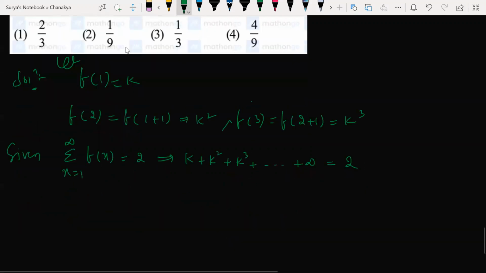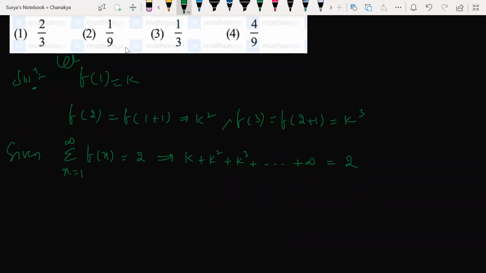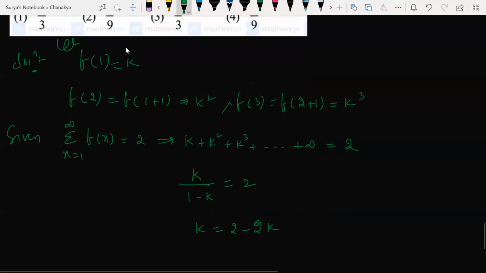Now it is looking like k by 1 minus k. Sum of infinite series formula: a by 1 minus r. a is k, r is nothing but t2 by t1, so k by 1 minus k, which is equal to 2. So k is 2 minus 2k, so 3k equals 2, which means k is 2 by 3. 2 by 3 here.